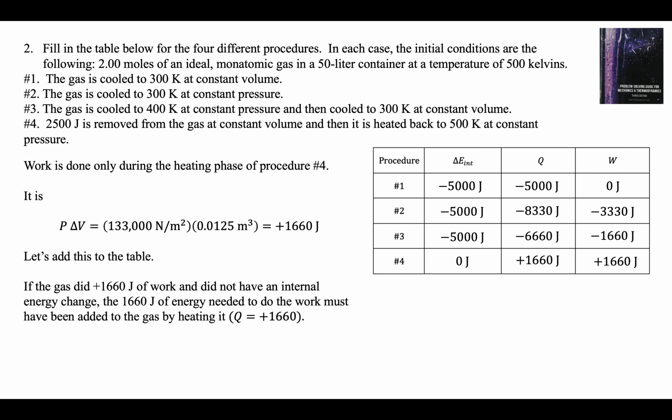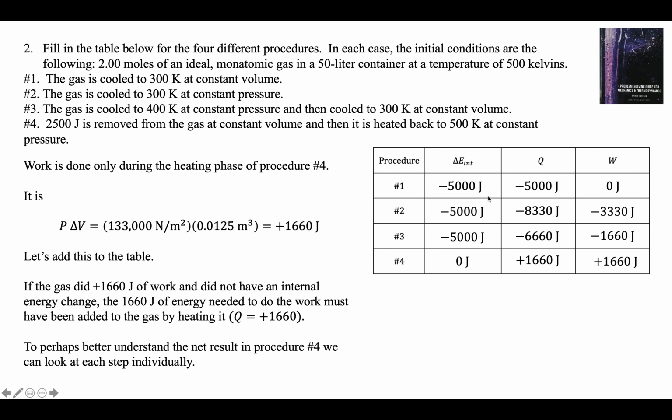This problem is very complicated. Let's start with procedure number 4, looking at one stage at a time. There are 2 steps. So now we're going to calculate delta E, Q, and W for each step. We already calculated it. So here's step 1. It's given that we took out 2,500 joules. There's no work done. Delta E internal has to be minus 2,500 joules.